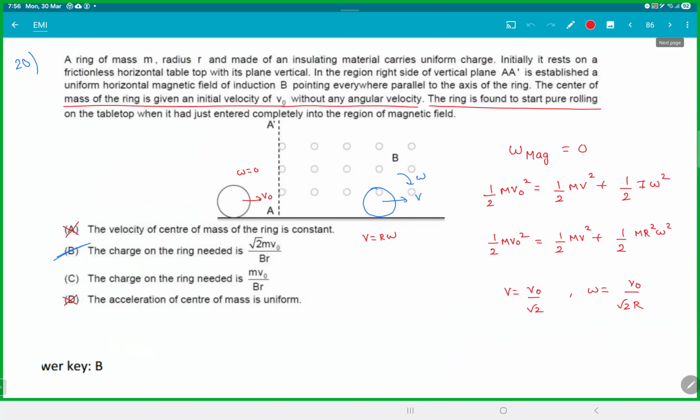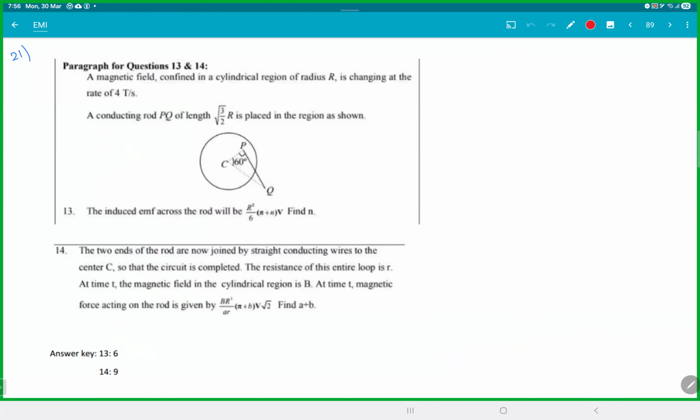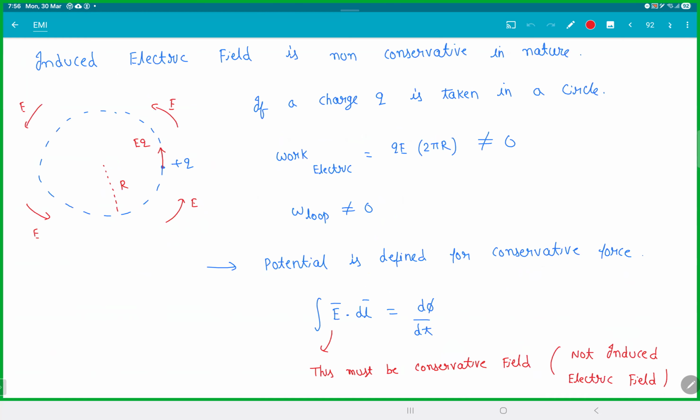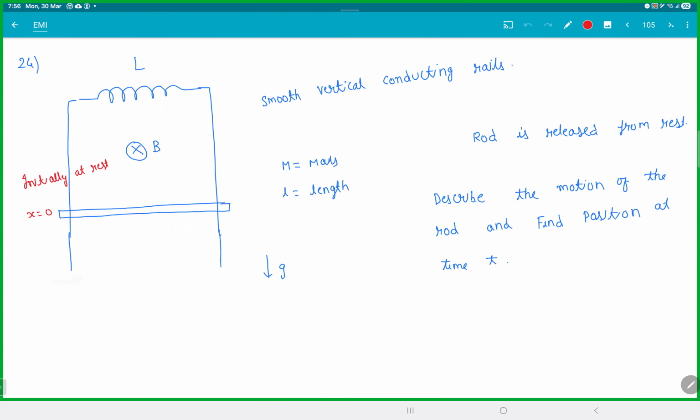20 you should definitely do. This would be a really good question. Solid question, right? It's really worth it. And then this is also good, 121. Then these inductors and all that stuff is fine.